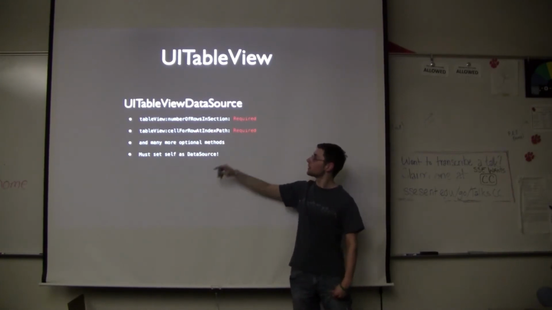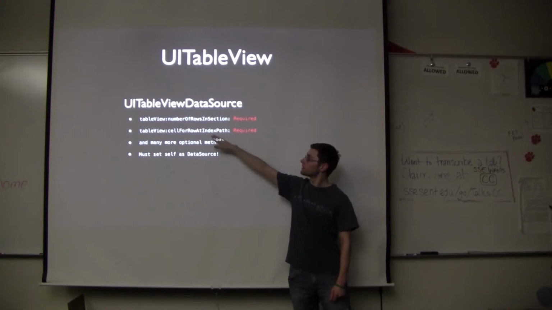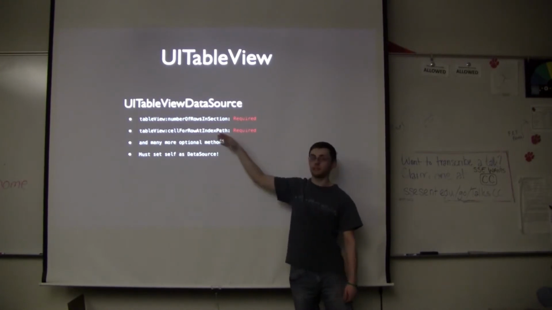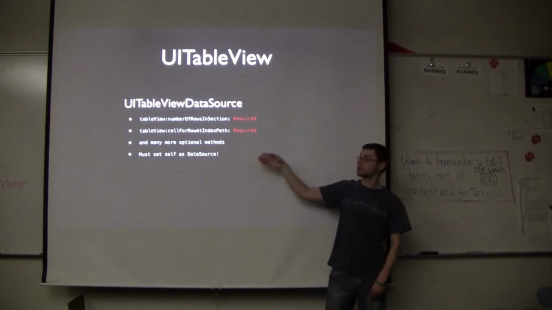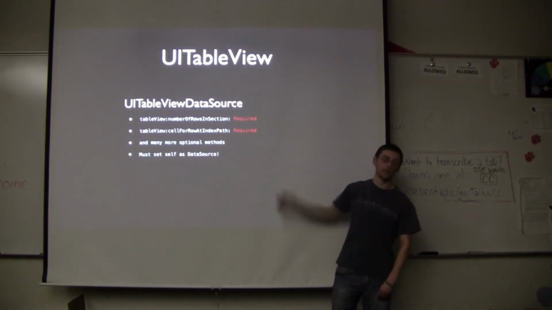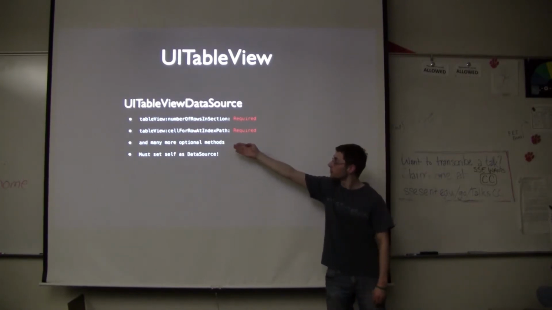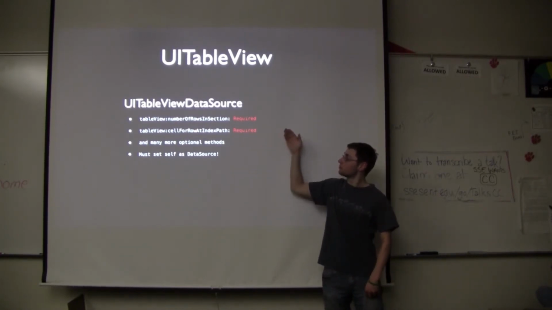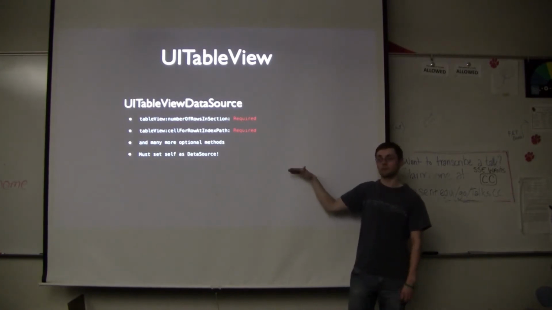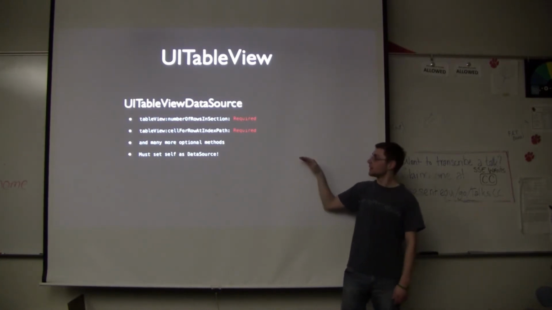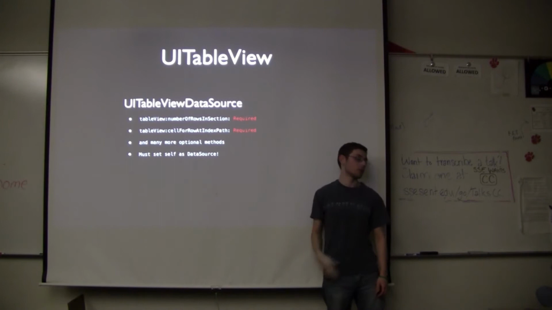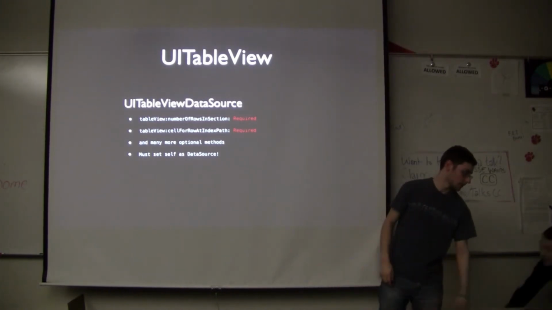It's a required method by the protocol. Basically, how much data is going to be in your table. You'll implement this method and you'll return an integer saying, here's how many rows I have in my table. And then tableView, cellForRowAtIndexPath: at the index of the row that you want to put data in, that's where you return the data that's going in that row. And we'll touch on that here shortly.